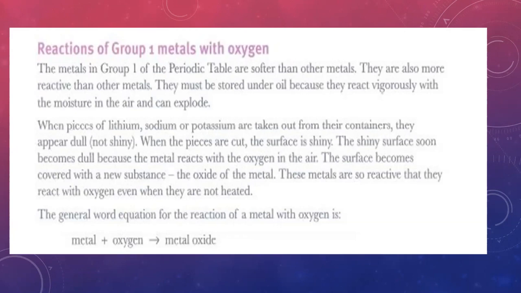The oxygen in the air reacts chemically. This means that a chemical reaction occurs when a metal like lithium, sodium, or potassium reacts with oxygen to produce metal oxide. And the metal oxide is dull. The layer which covers the surface of the metal, in this case, is the metal oxide.